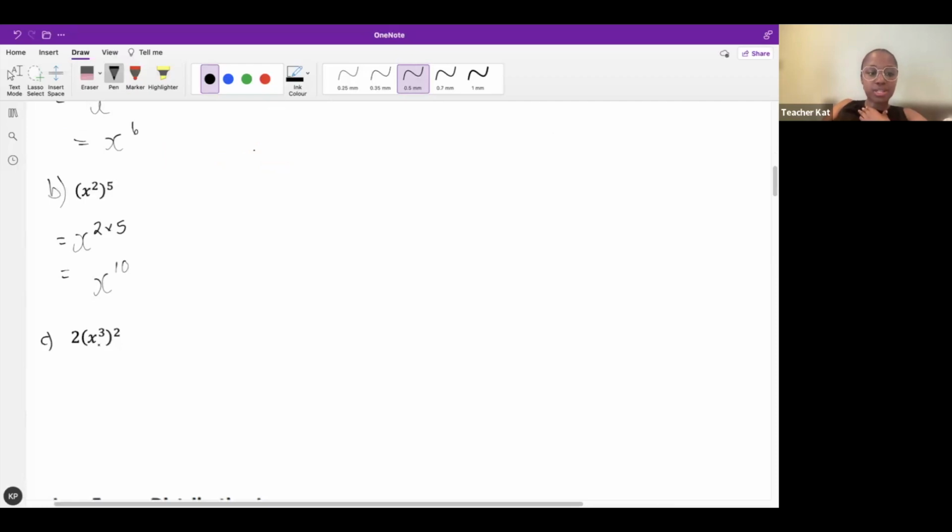Okay, and number C, we just happen to have a number in front. Is that number affected at all by the power? Is the number affected at all by the exponent? No. So this 2 will remain just a 2, and it'll be x to the power of 3 times 2, which means that my final answer is 2x to the power of 6.